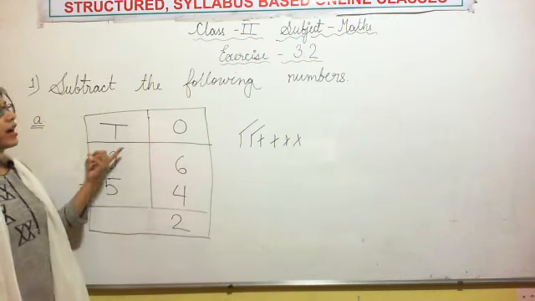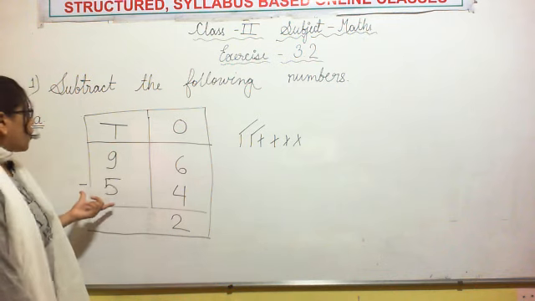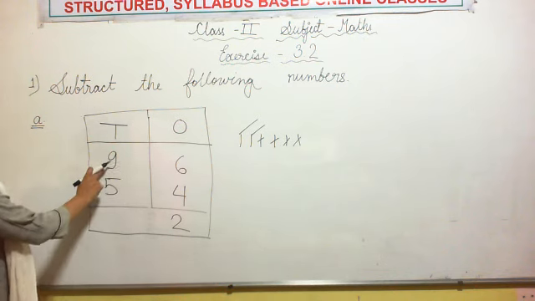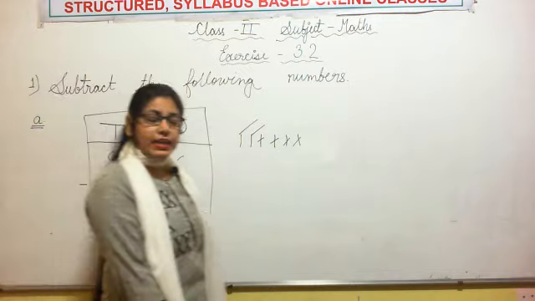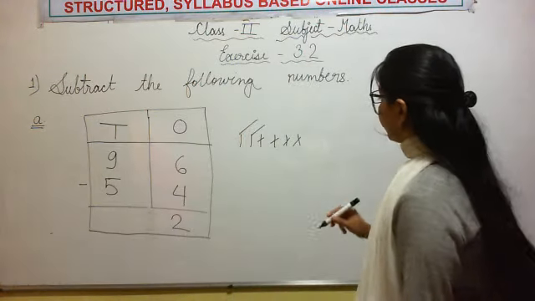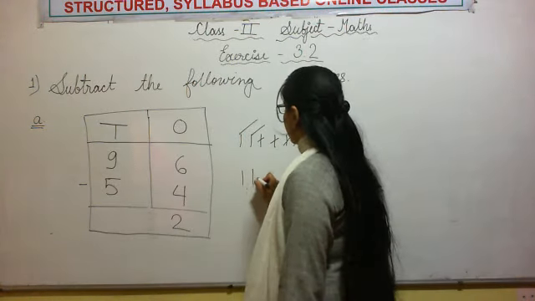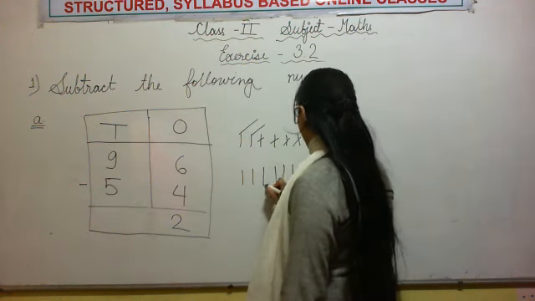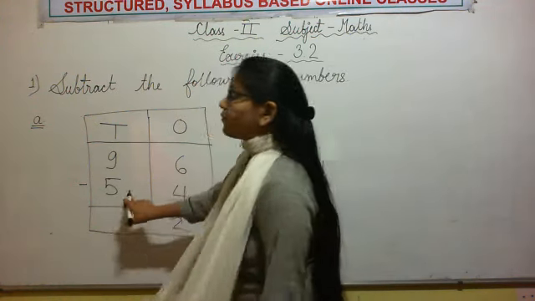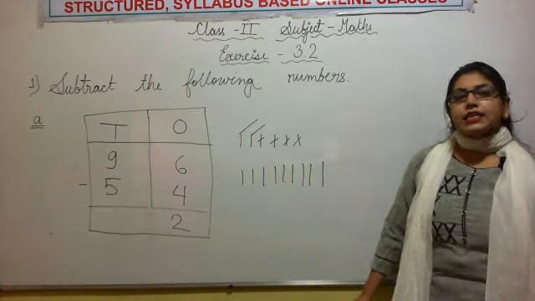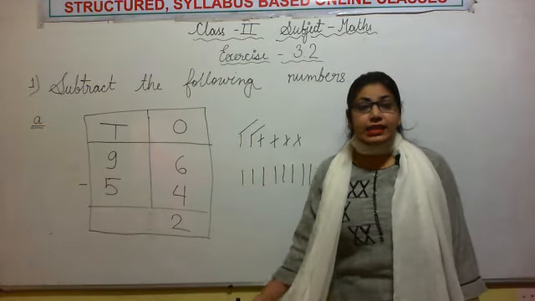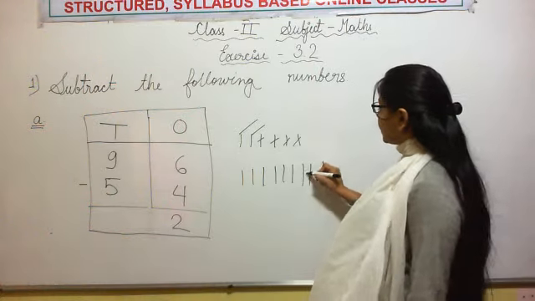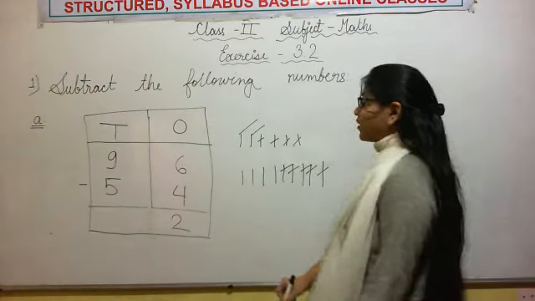Now it's the turn for the tens column. So let's do it. 9 minus 5. So first of all we will draw 9 sticks: 1, 2, 3, 4, 5, 6, 7, 8, 9. Okay. Minus 5 is there. So we will cancel 5 sticks: 1, 2, 3, 4, 5.